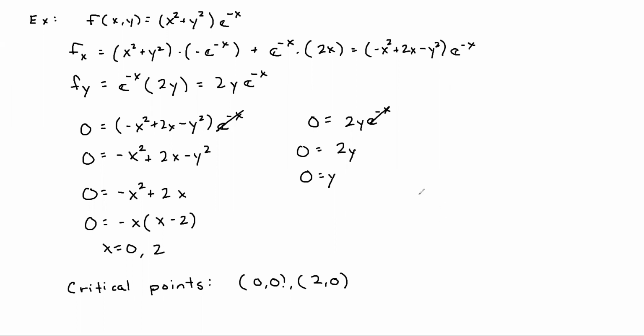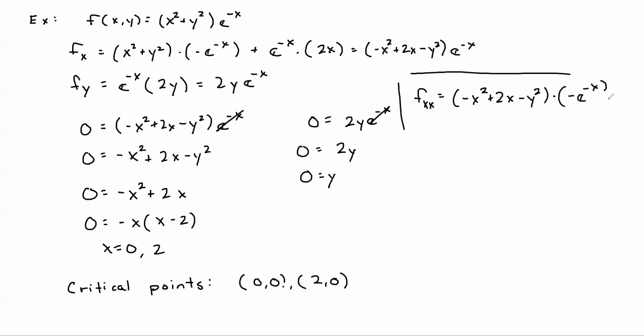All right, and then we need to go through and find the second derivatives. So we have the second derivative with respect to x. To do that, you can take our first derivative with respect to x and differentiate that with respect to x. You need to use the product rule again. So we're going to have -x squared plus 2x minus y squared times -e to the -x.